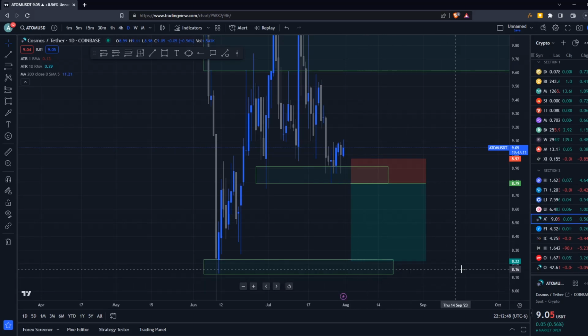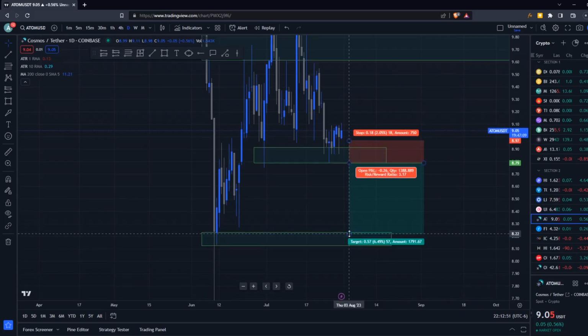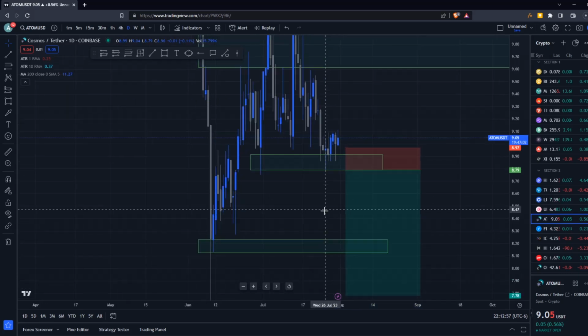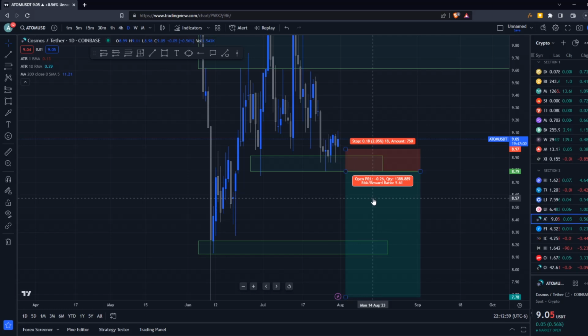So yeah, that's only 57 cents here. So I mean, on a weekly, it goes way more than that. So you could shoot for at least $1 here. So something like this is perfect. So you just gotta wait for that, and then you'd be good to go. So that's Cosmos.